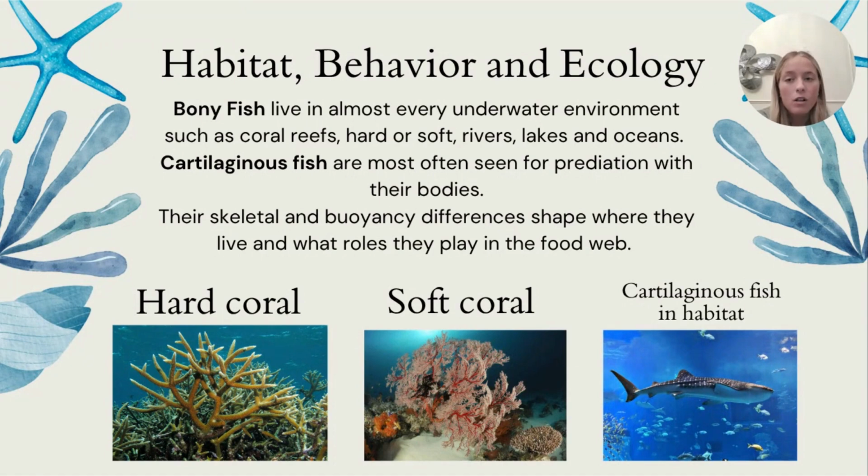Habitat, behavior, and ecology. Bony fish live in almost every underwater environment, such as coral reefs, hard or soft coral, rivers, lakes, and oceans. Cartilaginous fish are most often seen for predation with their bodies. Their skeletal and buoyancy differences shape where they live and the roles they play in the food web. So on the bottom, you can see examples of hard coral and soft coral, which is where the bony fish live, and then on the right, you can see cartilaginous fish in their habitat.